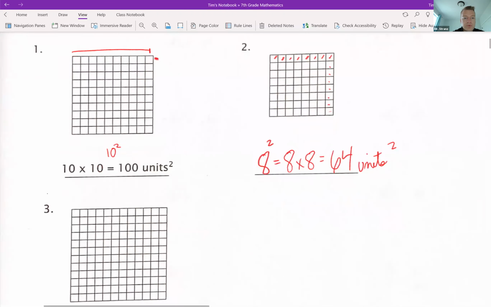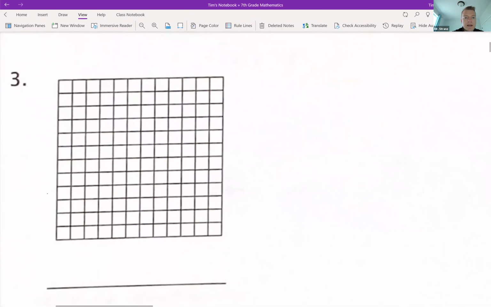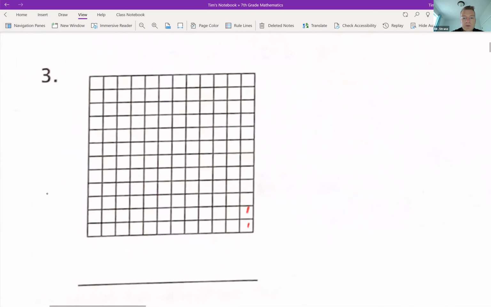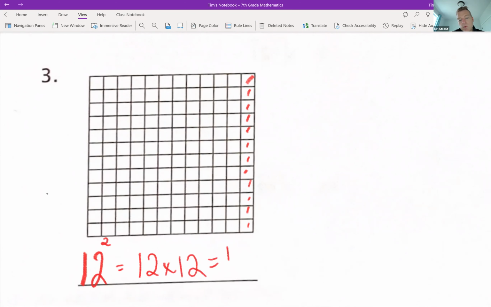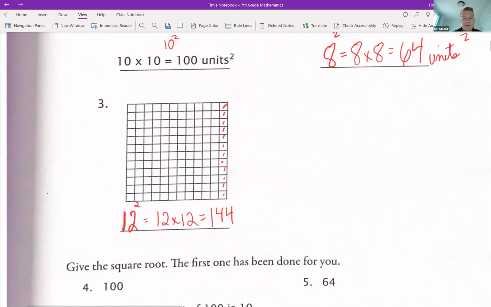If we look at number 3, how many do we have going up? We got 1, 2, 3, 4, 5, 6, 7, 8, 9, 10, 11, 12, and we're going to have 12 going across too. So we know 12 squared, which is the same as 12 times 12, which is the same as 144. So 144 units in that block.